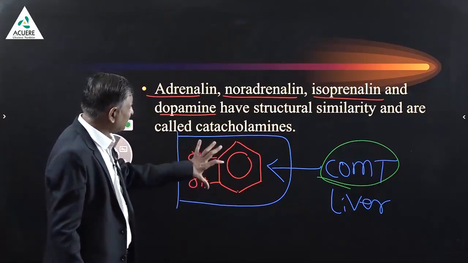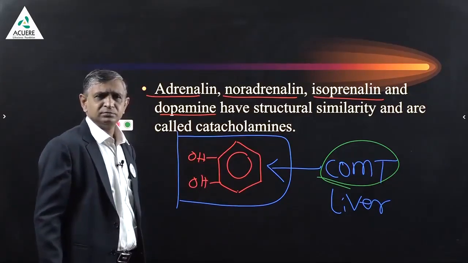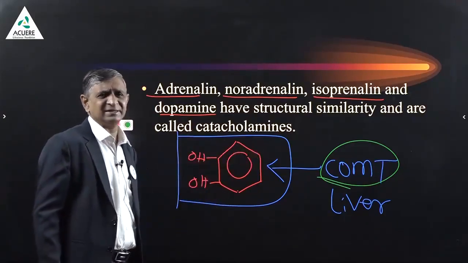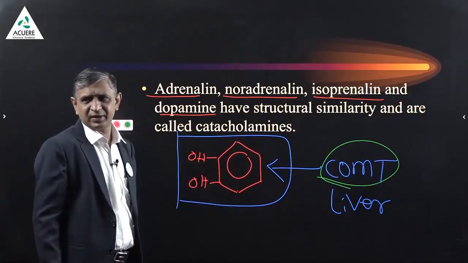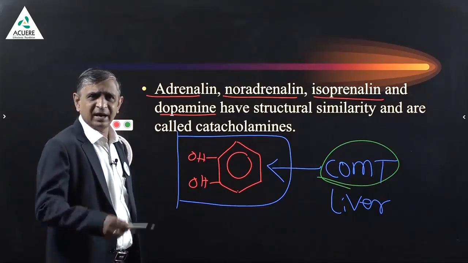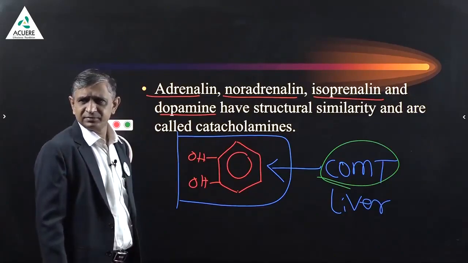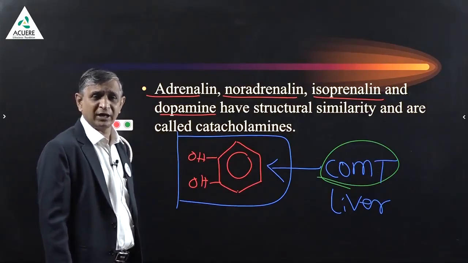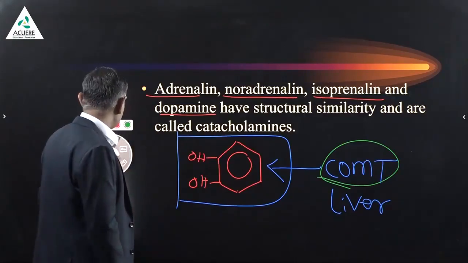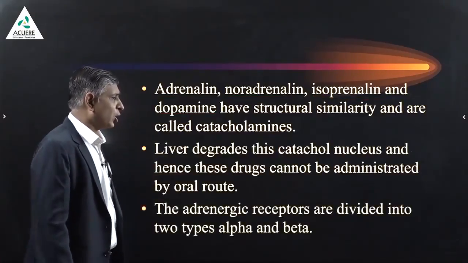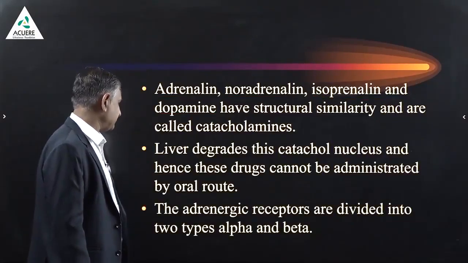Why? Because their chemical structures have this molecule. This is an integral part of their molecular structure. And this is susceptible to an enzyme which is abundantly present in the liver, and the enzyme is COMT. Catechol O-methyl transferase is present in the liver and degrades this drug 100%. And that's why these drugs cannot be given by oral route. They are to be given only by parenteral route. So this is a very important thing that every student should note. The liver degrades this catechol nucleus and hence they cannot be administered by oral route.